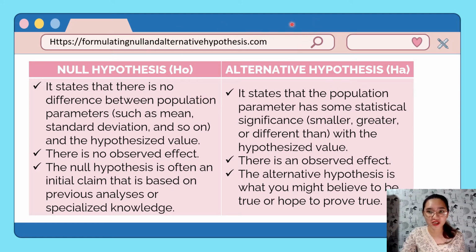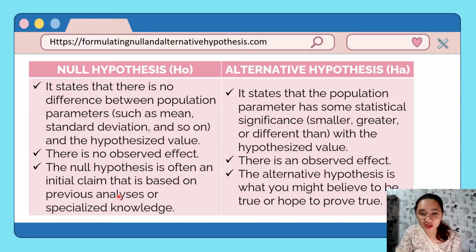So here is the comparison between the two. I-review lang natin ito since na-introduce ko naman na ito sa inyo sa last na video natin. Again, ang null hypothesis, ang kanyang symbol is HO and alternative hypothesis is HA. Null hypothesis states that there is no difference between your population parameters and the hypothesized value. While yung alternative hypothesis natin, it states that the population parameter has some statistical significance with the hypothesized value. It can be smaller, greater, or different than. Okay? And there is no observed effect in null hypothesis, while in alternative hypothesis, there is an observed effect.